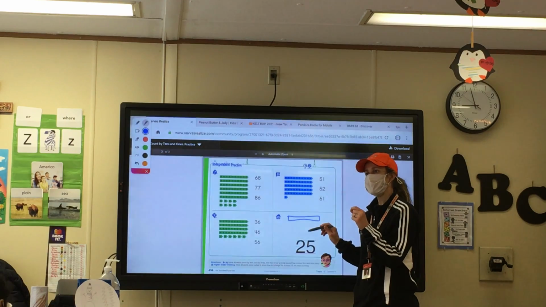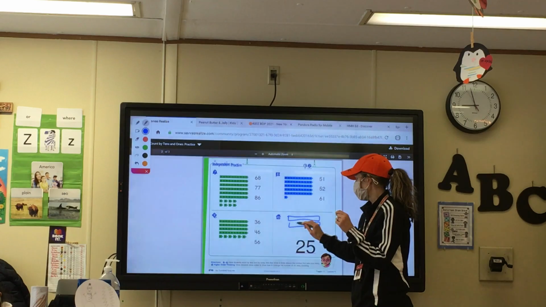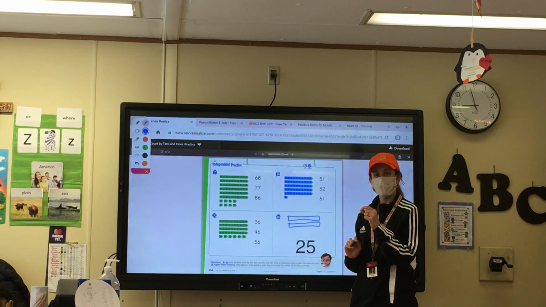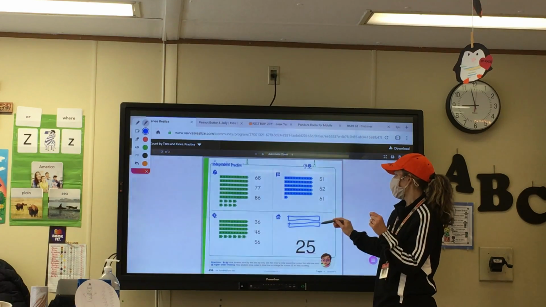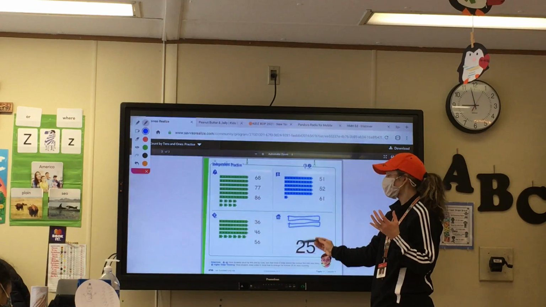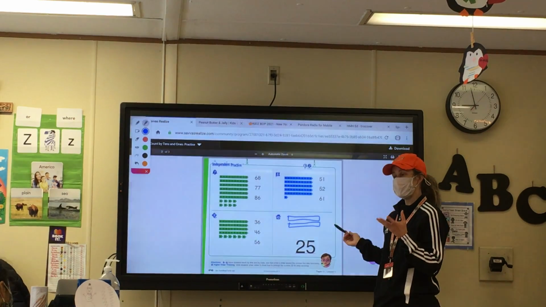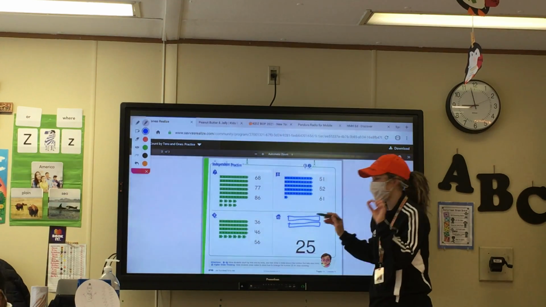Right? You're doing this with me? And then 20. See that? Okay, so we have 10, 20. Now how many ones do I need? So we did 2 10s. How many ones do I need, Will? 5. Okay, so we're gonna make little cubes. You ready? Little squares? Here we go.